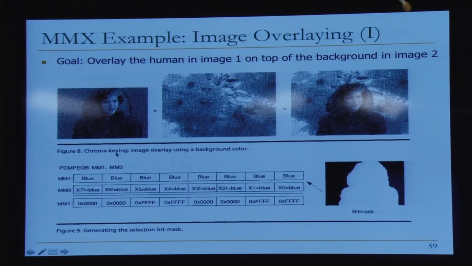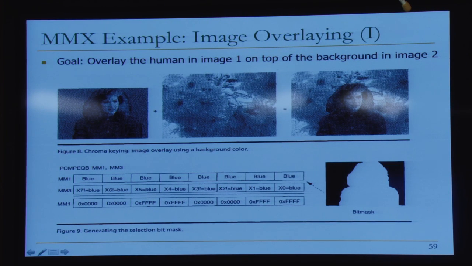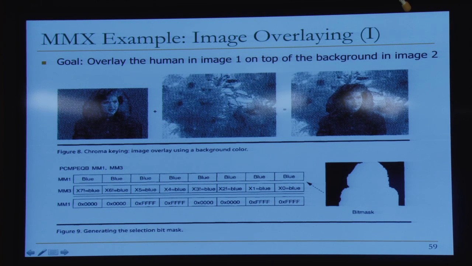Basically, what we would like to do is we'd like to form a bit mask of this. And for this bit mask, the blue parts should have a value of true, and not blue parts should have a value of false. And we're going to use this bit mask to merge these two images. For the parts that have a value of true, the final image will get the pixels from this image.